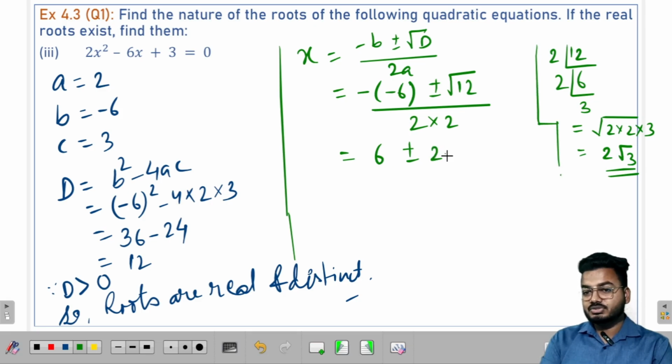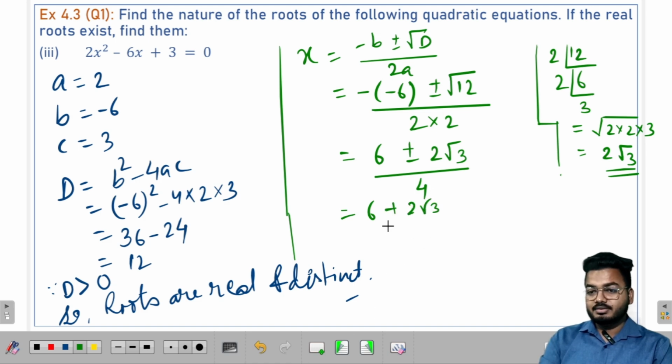12 can be written as 2 root 3 divided by 2 into 2, 4. OK, so (6 plus 2 root 3) by 4 and (6 minus 2 root 3) by 4. These two are the roots of the quadratic equation.